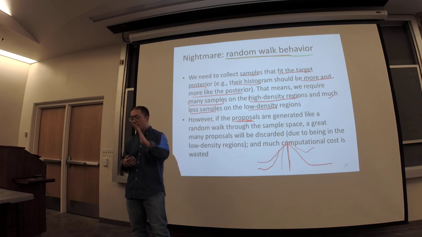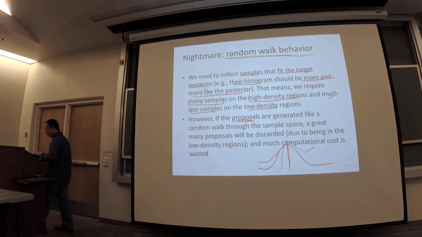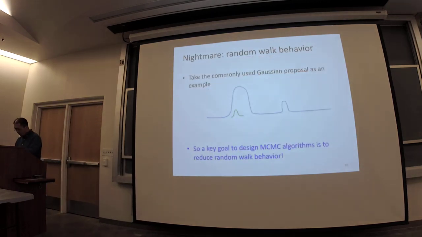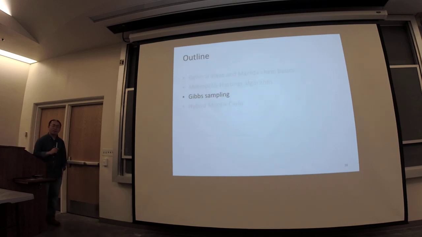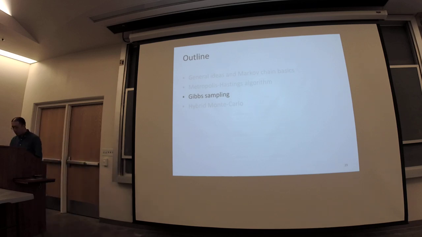The higher the acceptance rate you have, the less computation cost will be wasted, right? So the key goal in designing MCMC algorithms is to reduce random walk behavior. Now let us look at the second type of popular Markov chain Monte Carlo sampling.